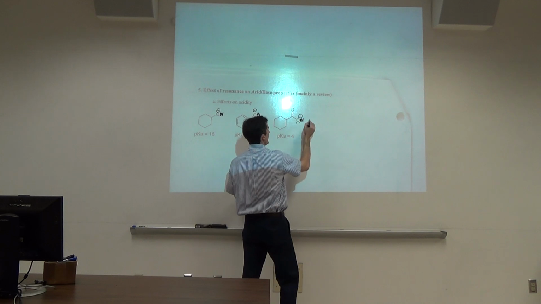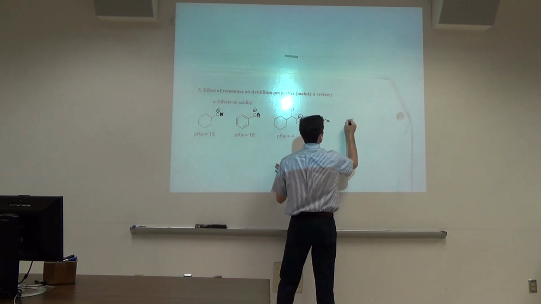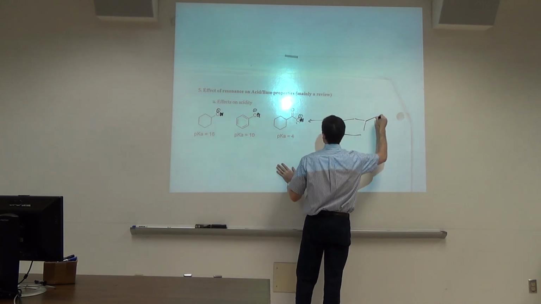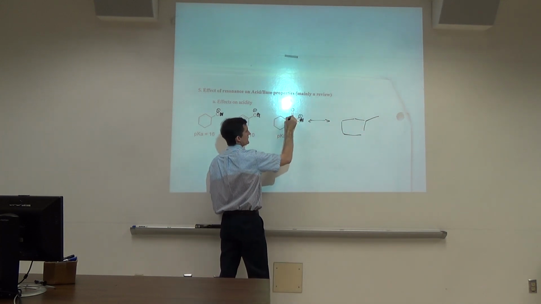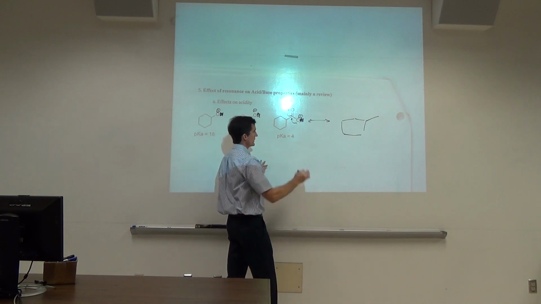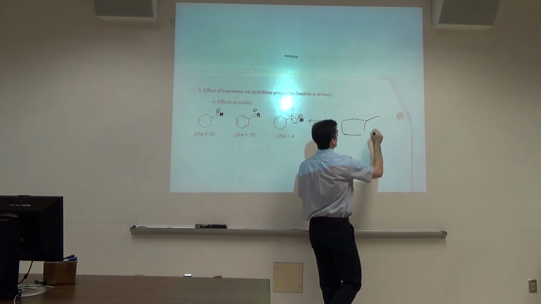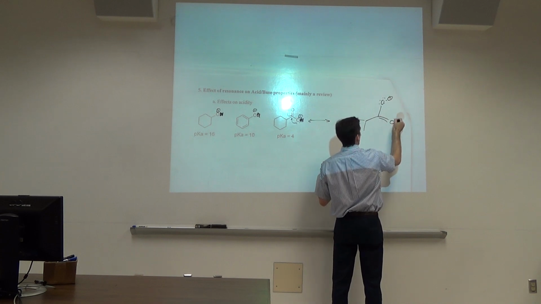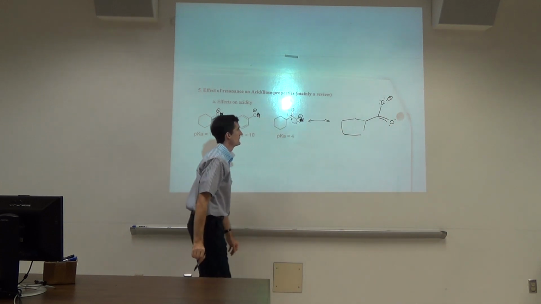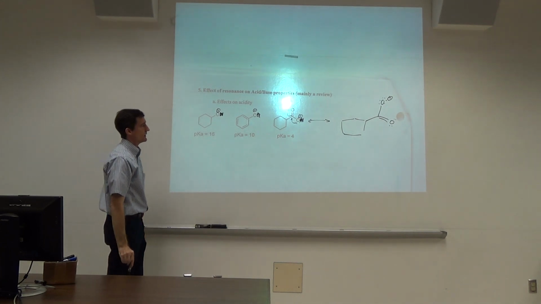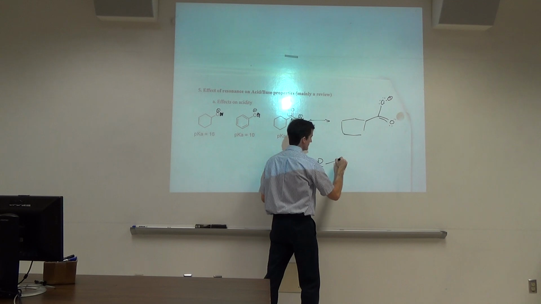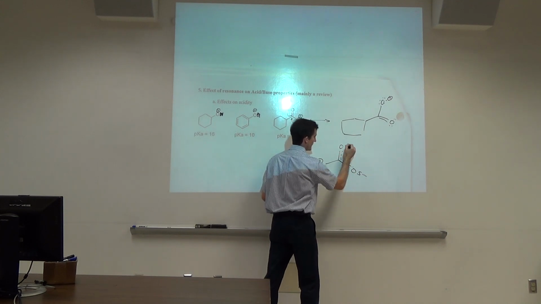What type of resonance do we have here? Electrons here, electrons up. Like in, out. We get here, I'm just going to call the ring R. Bond and a half, partial minus, partial minus.